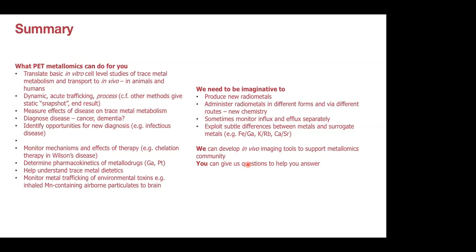So we can't just do this all by injecting trace metals intravenously. We have to be imaginative to produce a range of new radiometals, administer radiometals in different chemical forms by different routes to answer the questions, and develop new chemistry to do this. We may need to monitor the influx and efflux of metals into tissues separately, and we can exploit subtle differences between metals and their surrogates to answer key questions as well. So in summary, we can develop in vivo imaging tools to support the Metallomics community. You as that community can help us by giving us questions that we can help you to answer.